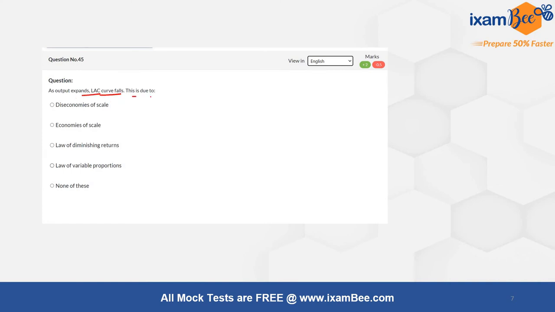Next question. As output expands, the LAC curve falls. Why? And this is due to what? What is the reason behind it? So LAC is the long run average cost curve. Now, as you increase the output, as the output expands, this curve starts falling. This happens because of economies of scale.